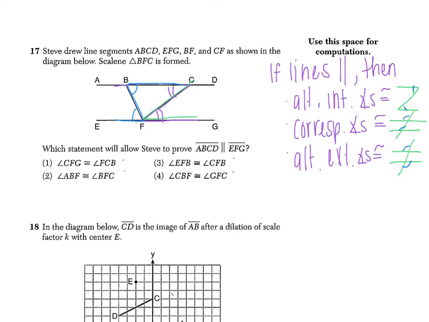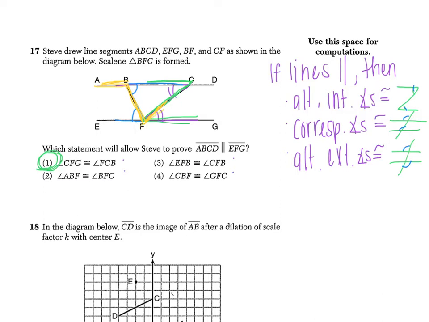CFG, right here, is congruent to FCB. When I highlight those, I get a Z again. So it is choice 1 here, but I just want to read through another one so you can see why it's not any of the other choices. The next one says that we have angle ABF. ABF should be congruent to angle BFC. Now it sort of looks like a Z, but it does not use the fact that we have parallel lines.